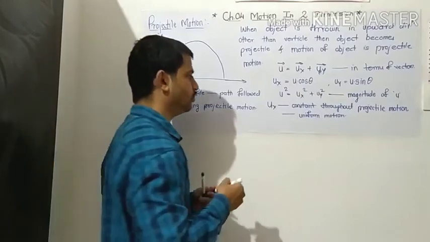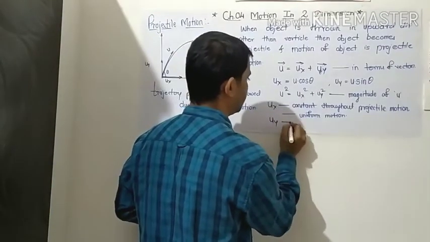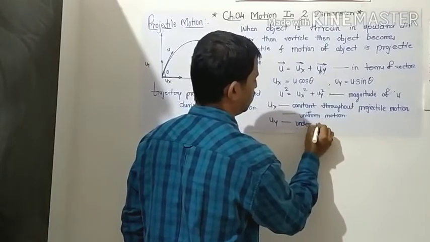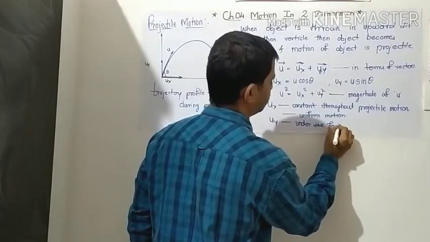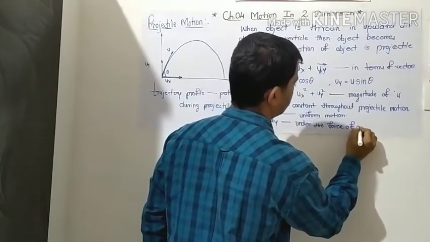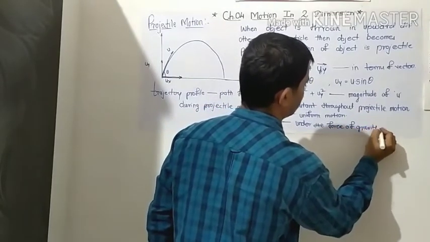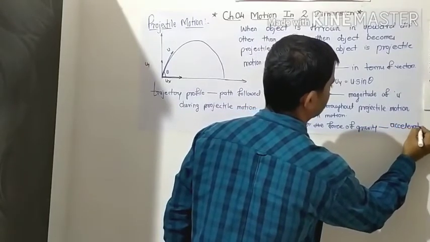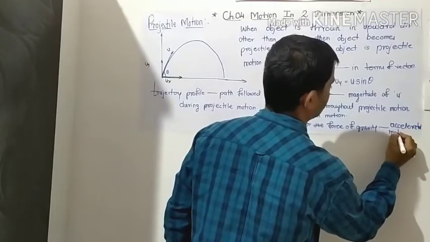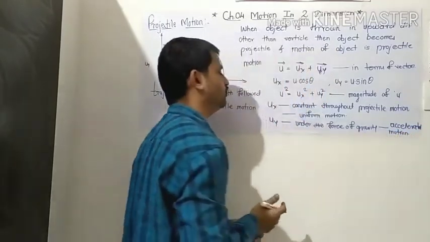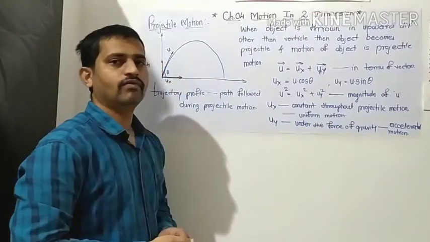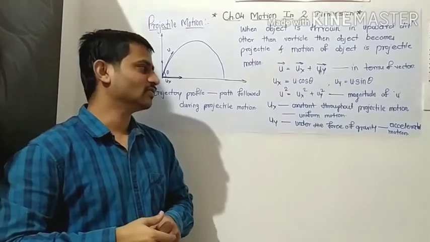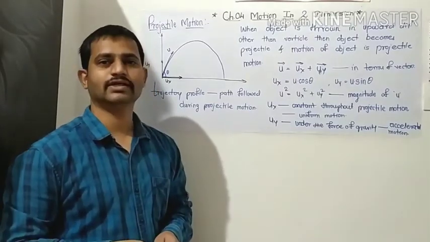Okay, so uy is under the force of gravity, so it is accelerated motion. So uy is the motion of a velocity component which is under the force of gravity, so we can say that it is accelerated motion.